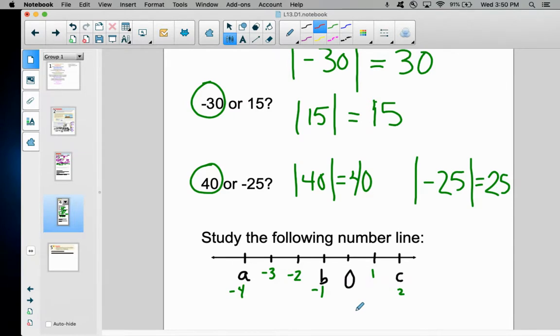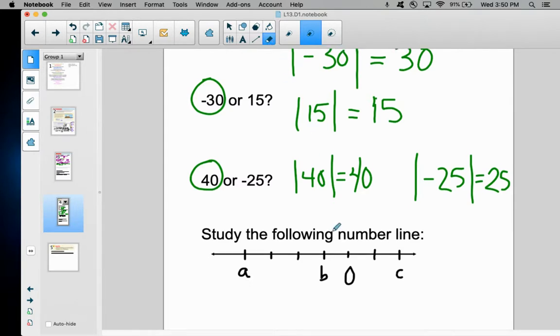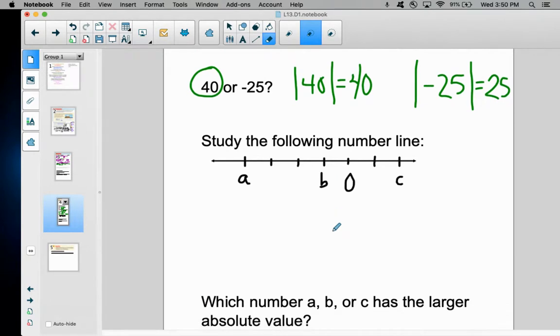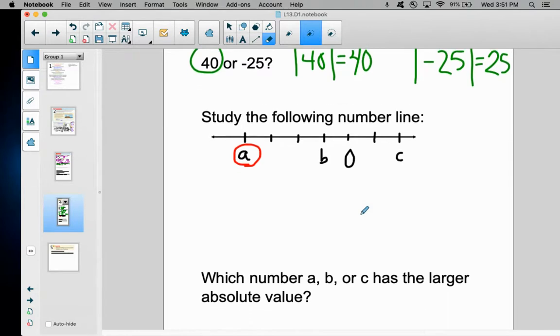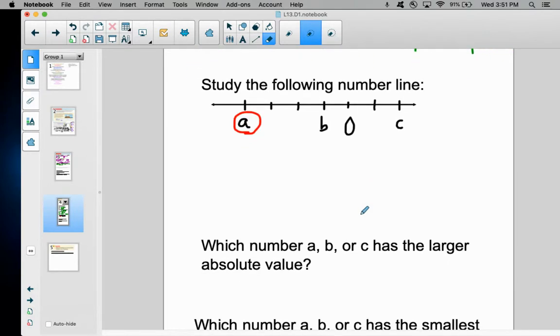Okay, so I'm going to actually do that. So knowing that we have these numbers, but now let's just look at how they are in relation to 0. And we are going to figure out which number has the largest absolute value. Which number is farther away from 0? Visually, hopefully you see that A is farther away from 0 than B or C is. And again, you can think about the numbers or you can just look at it visually.